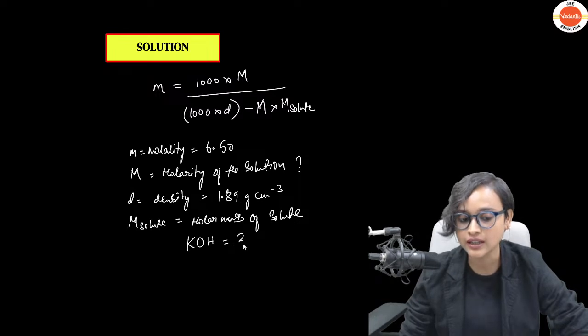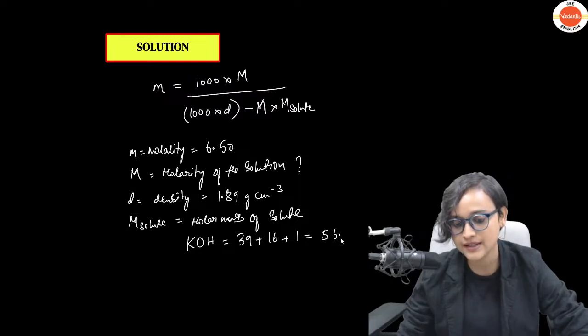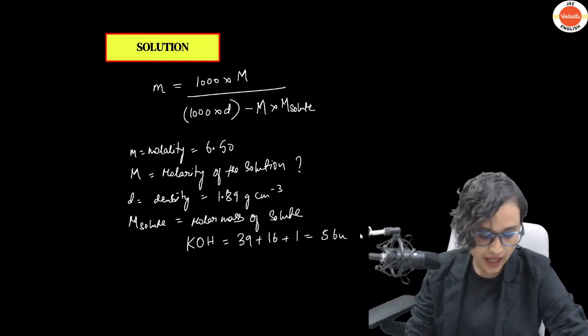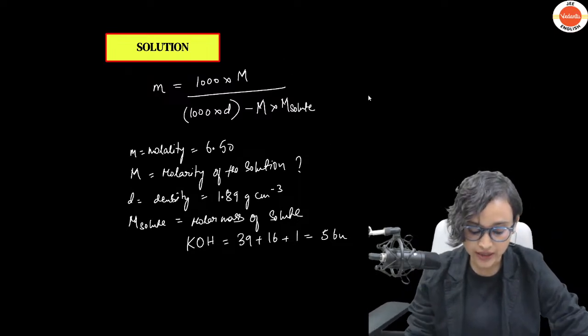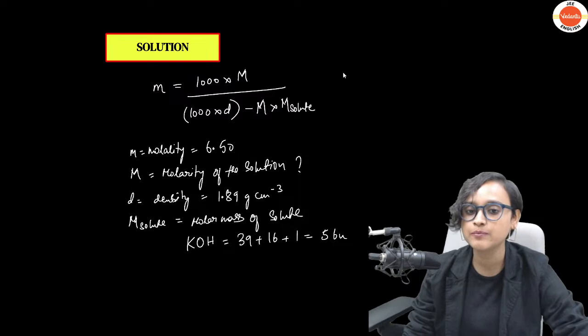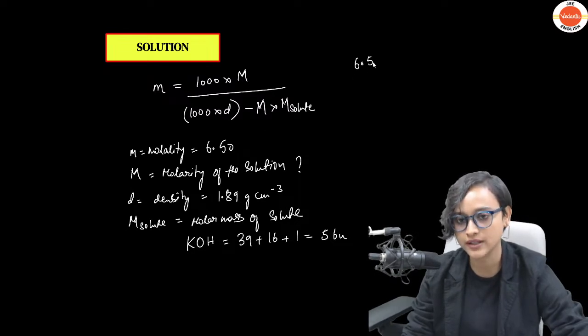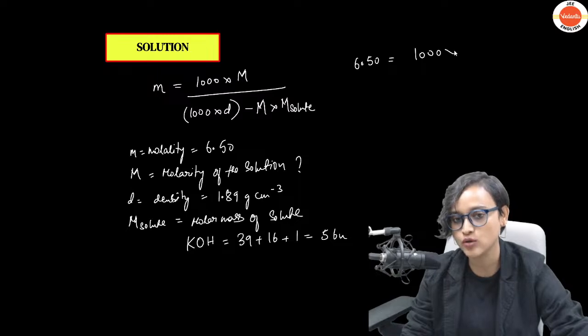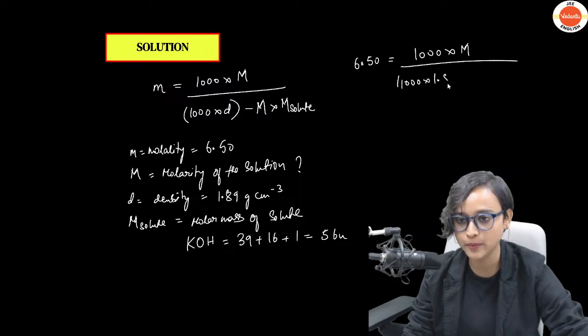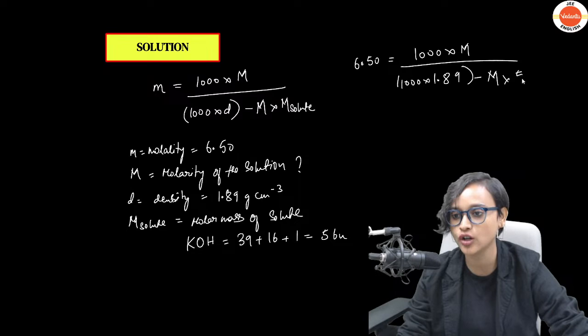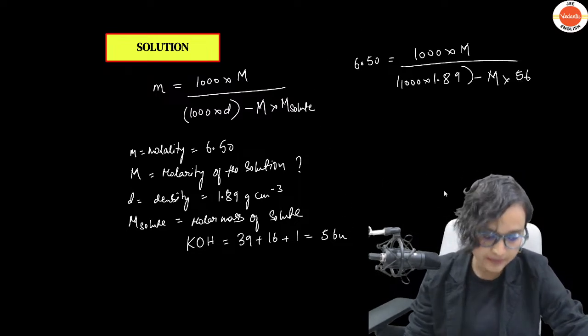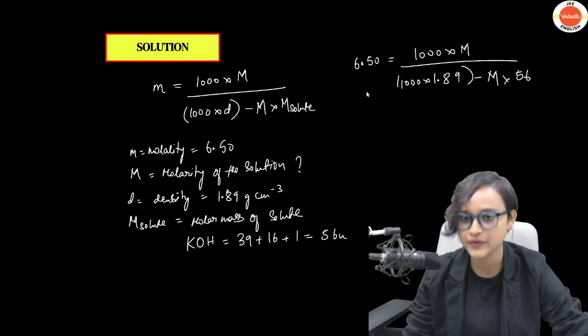So let's do it then. 39 is given to us plus 16 plus 1 is equal to what? 56 unified mass. Am I right everyone? Now, let's put all the numbers here. 6.50 is equal to 1000 into M. We do not know what is capital M. But 1000 multiplied with 1.89 we definitely know. Minus M we still do not know. But the molar mass of solute is something that we already know, that is 56. Do we know this? Yes, we know this.